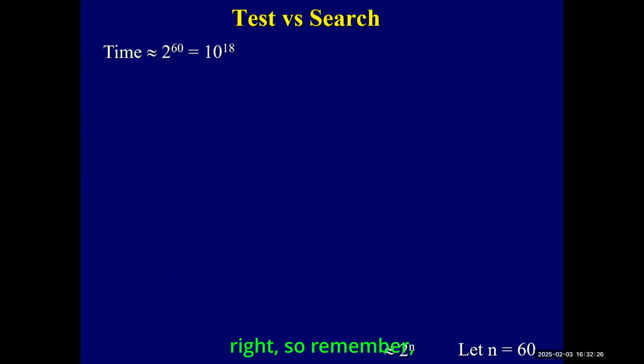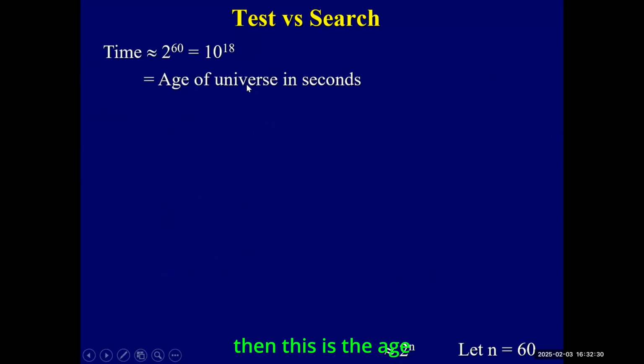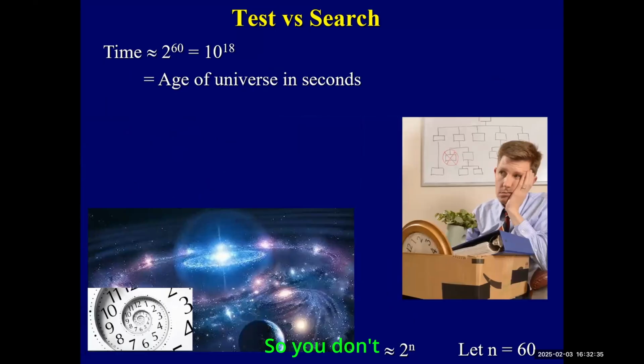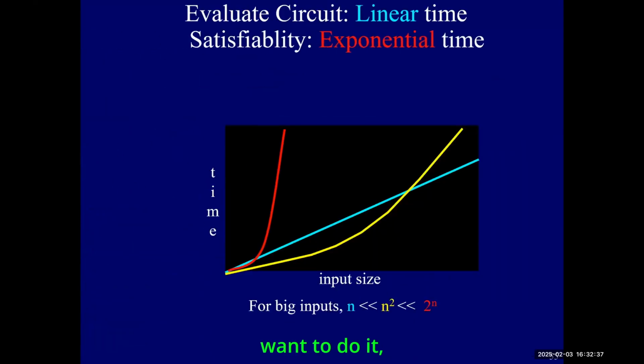All right, so remember, if n is 60, then this is the age of the universe in seconds. So you don't want to do it. It's considered not a good algorithm.